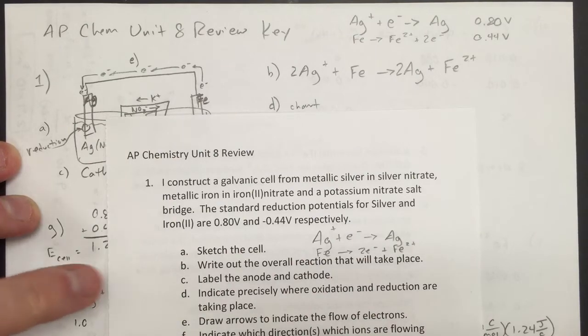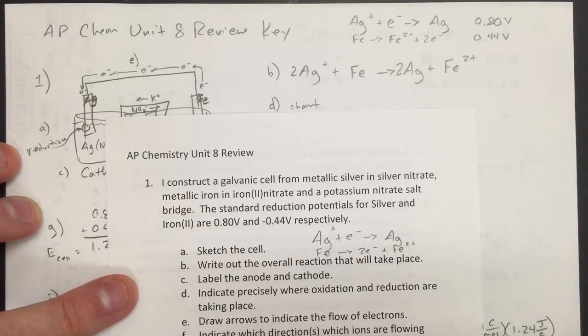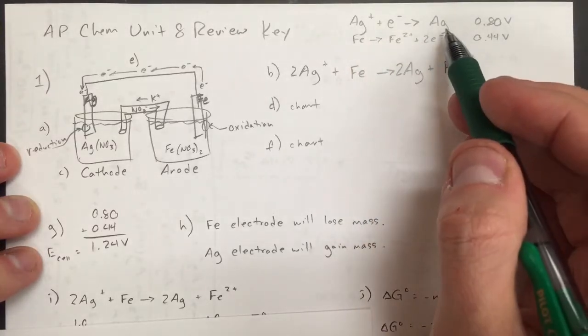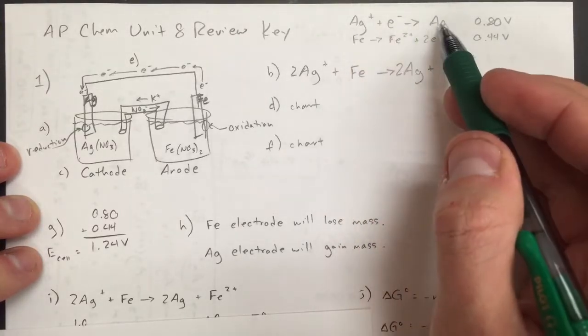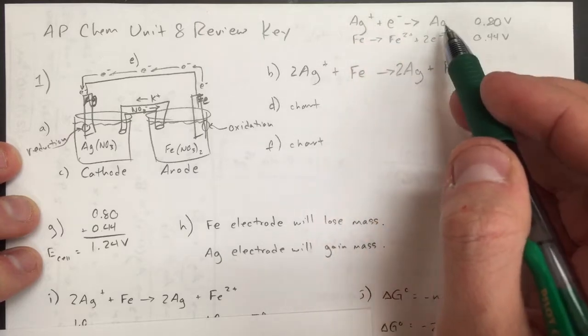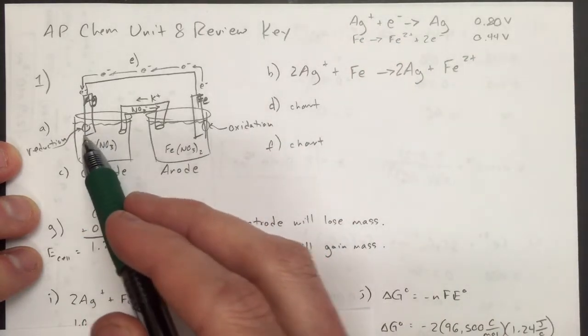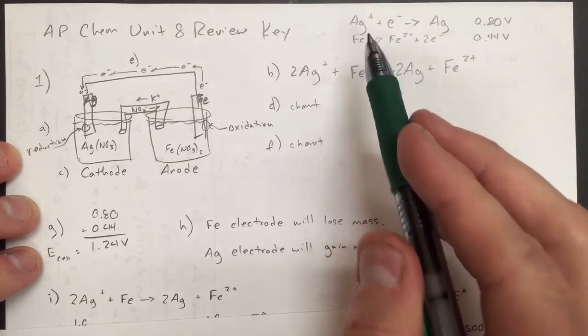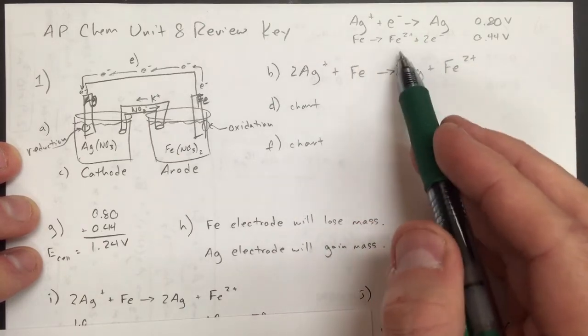Next, which electrode would lose mass and which electrode would gain mass. So we have here the one that's being reduced. That one is forming solid from the solution, so that one's going to gain mass. So the silver electrode will gain mass, and the iron will become iron 2+. So the iron electrode is actually losing mass because the solid is turning into solution.